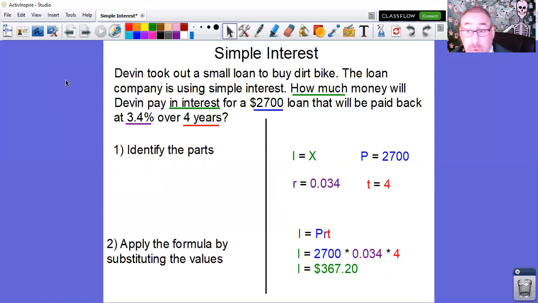So we apply the formula, I equals PRT, substitute the letters for their values, $2,700 times 0.034 times 4, and he will be paying back $367.20. So not only is he going to pay the $2,700 that he borrowed, he's going to pay an additional $367.20 as interest. So that's the fee for borrowing that money, letting him use it.